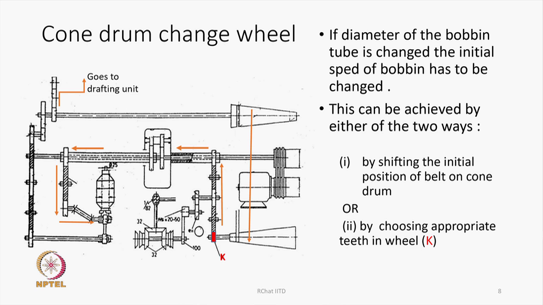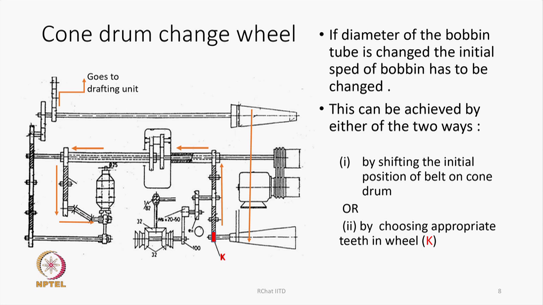Depending upon if I go for a higher value of K, the bobbin speed is going to increase. If I go for a lower value of K, the bobbin speed is going to decrease, because the additional speed that it is feeding to the differential depends upon the value of K.